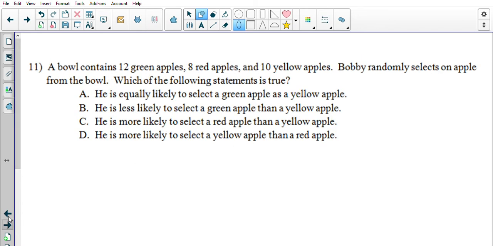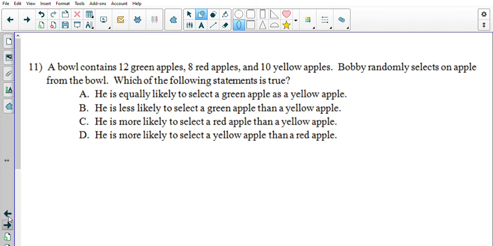All right, number 11. This is a good problem for us. Nice multiple choice question. A bowl contains 12 green apples, 8 red apples, and 10 yellow apples. Bobby randomly selects an apple from the bowl. Which of the following statements is true? So for this problem, I think it benefits us to go through each choice and think about if it's correct.